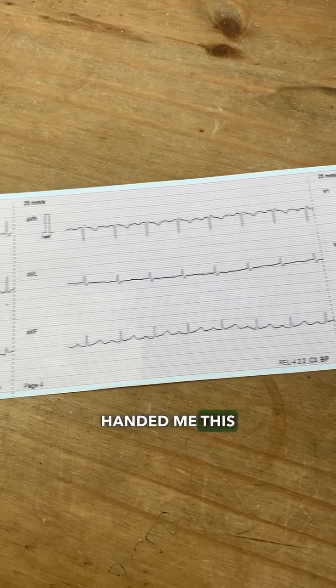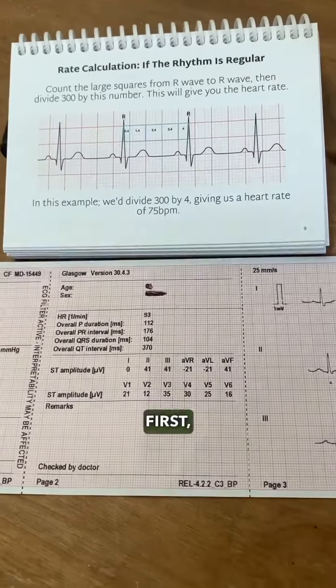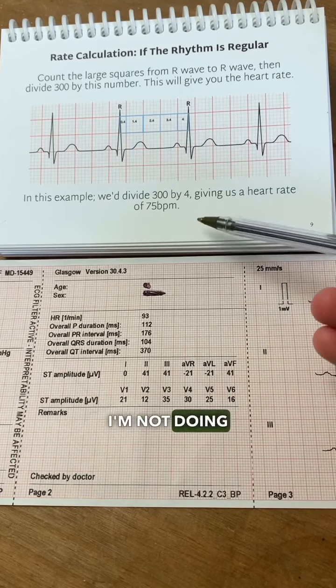If my crewmate handed me this ECG, here's how I'd interpret it. First, I'd cheat and look at the rate calculation. I'm not doing maths if I don't have to.